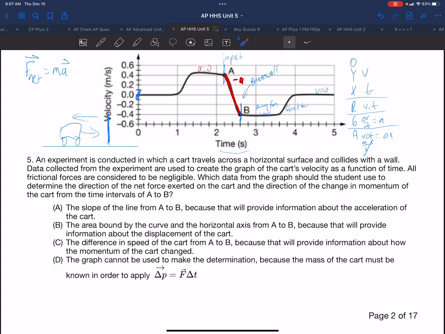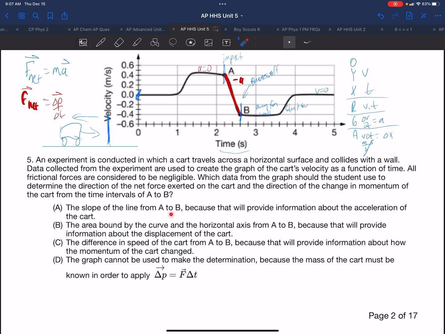All right, so back to the question. Determine the direction of the net force and the direction of the change in momentum of the cart. Well, the definition of the net force is delta p over delta t, so the direction of the net force is the direction of the change in momentum. So the direction of the acceleration is the direction of the net force, and the direction of the net force is the direction of the change in momentum.